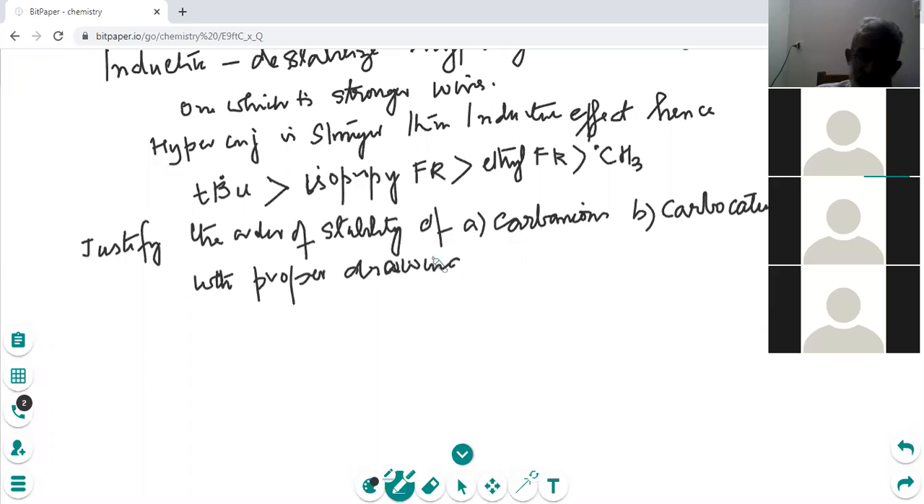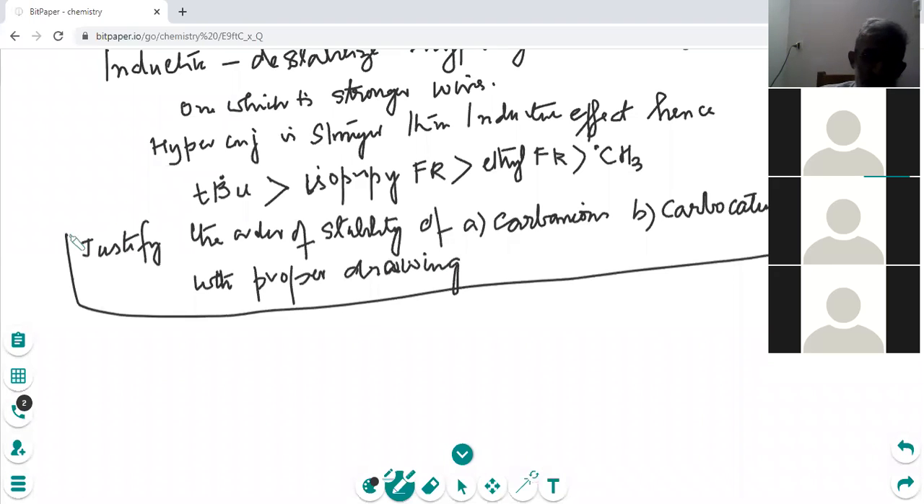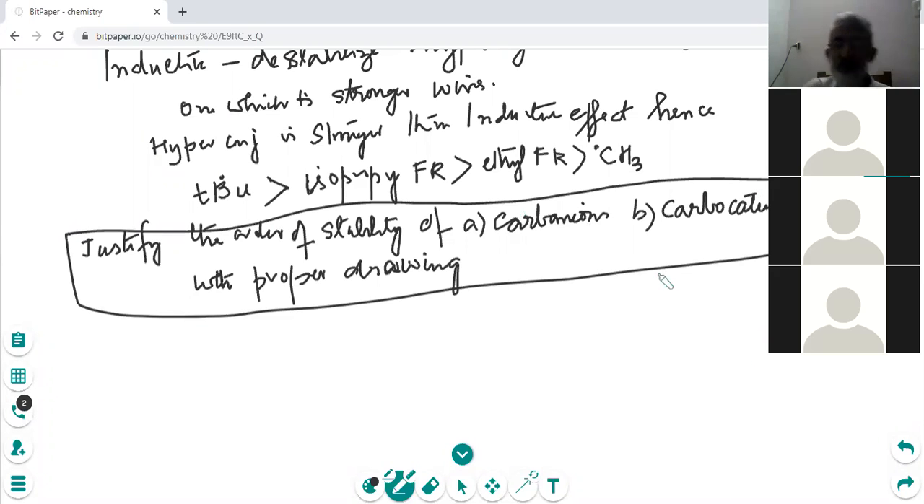And please remember, do maximum drawing, explain in the drawing rather than writing full sentences. So please answer this question. I explained to you what is hyperconjugative effect and inductive effect and how they are stabilizing or destabilizing. Okay, so this is free radicals.